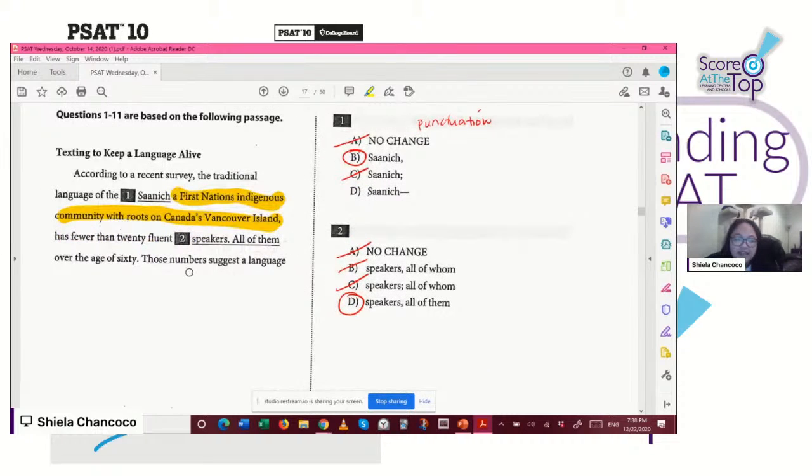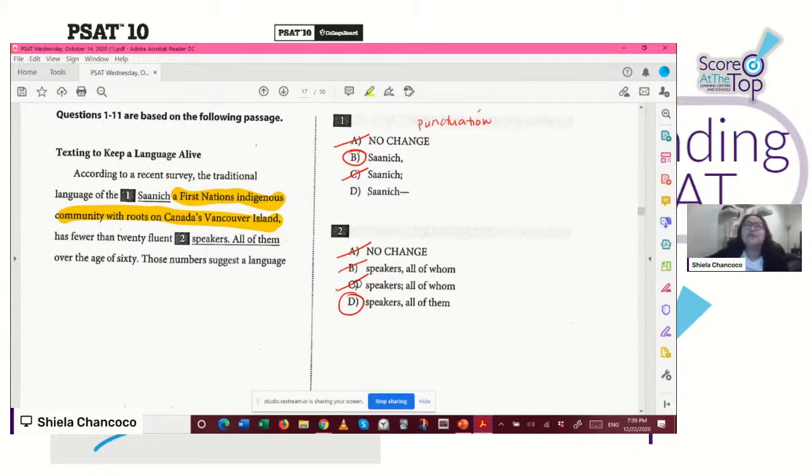Okay, so let's move on to 2. Has fluent speakers, all of them over the age of 60. Here we go again, right? You're explaining what they are, all of them over the age of 60. The difference here that they showed you is all of whom, or all of them. More than likely people would not know the difference between whom and them. But to me, the easiest way to understand: definitely not A, because A, all of them over the age of 60, is not a sentence. So you have to connect it somehow. So it's not A. B and C.